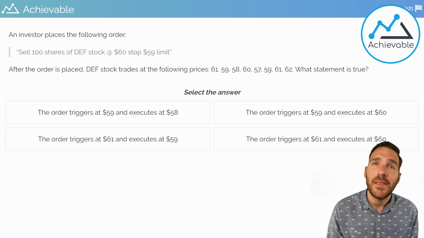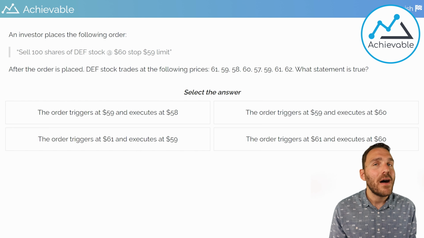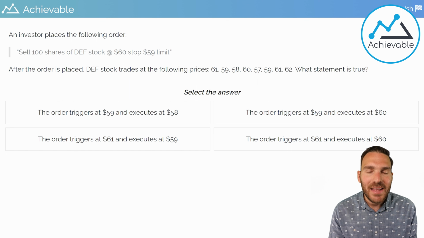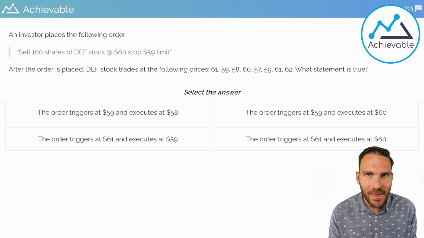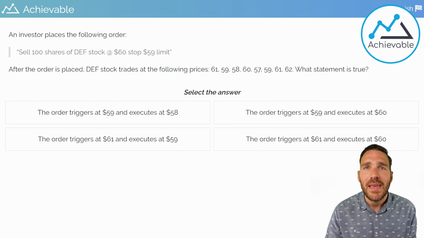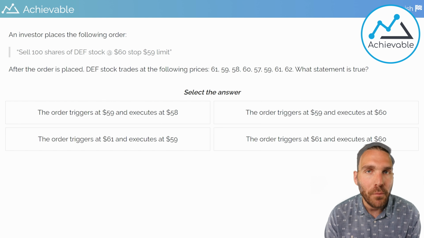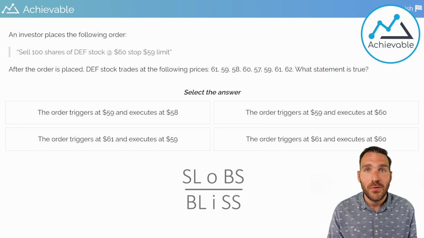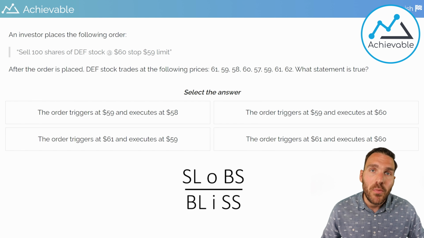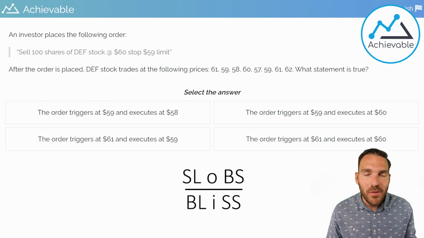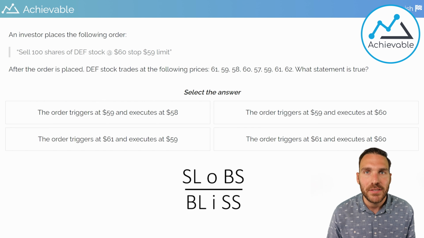All right, let's look at the question. An investor places the following order. Sell 100 shares of DEF stock at 60 stop, 59 limit. After the order is placed, DEF stock trades at the following prices. What statement is true? This is a SLoBs over BLiSS question for sure. Just need to make sure we understand the underlying concept of how these orders work, but otherwise SLoBs over BLiSS is our best resource here.